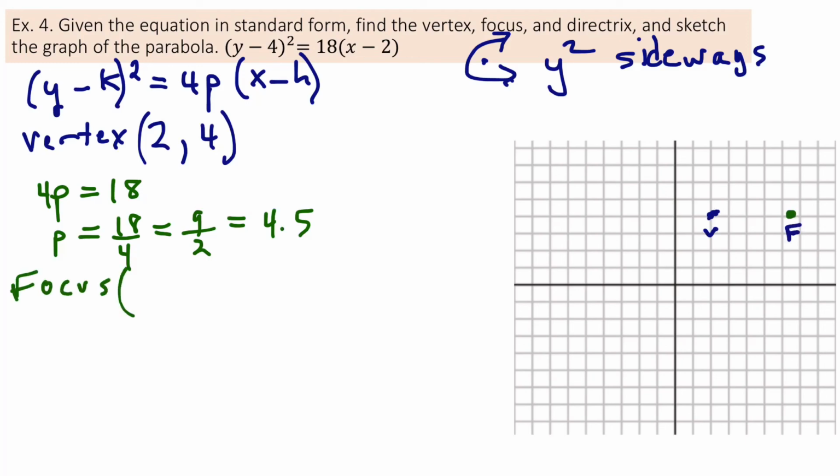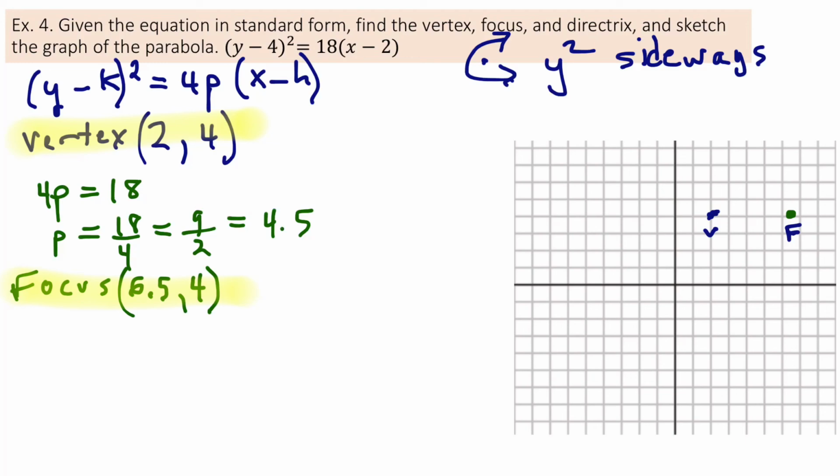I plotted 4.5 units to the right of my vertex. That would take it to 2 plus 4.5, which is 6.5 in the x. You could either do this in fractions if you want, or decimal numbers. And then it would have the same y coordinate as the vertex, so that would be 4. So I have my vertex, and I have my focus. Let's get the directrix in now.